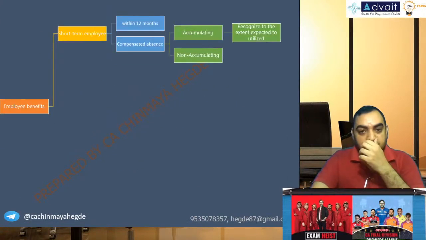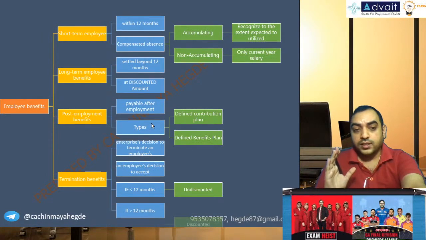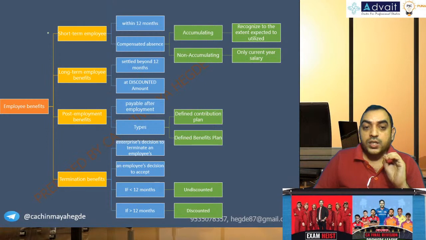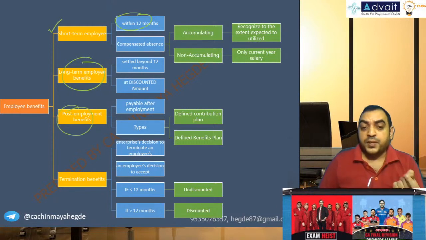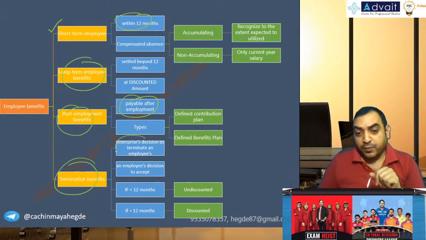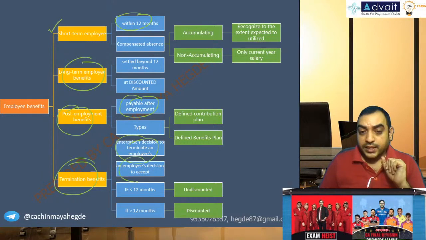Okay, employee benefits. There are broadly four varieties. Short term employee benefits, like wages, salaries, bonus payable. It may be payable within 12 months. If it is payable after 12 months, that becomes long term employee benefits. Post employment benefits means payable after employment. Termination benefits are also payable after employment, but that was not expected. That was unscheduled. That is the employee's decision to accept.